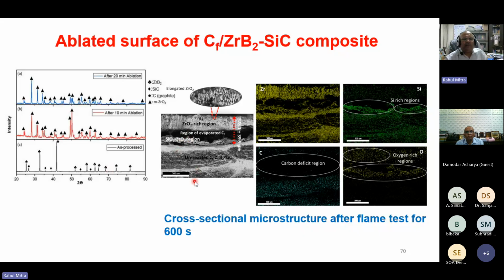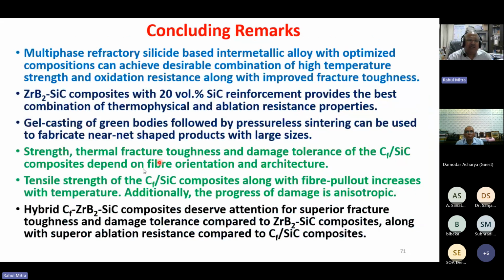So finally, I'd like to conclude by saying that we had initially looked at multi-phase refractory silicide-based intermetallic alloys, and it is possible to achieve a desirable combination of high temperature strength and oxidation resistance with improved fracture toughness by alloying. And 20 volume% SiC is optimum for ZrB2-SiC composites to get the best combination of thermophysical and ablation property, but fracture tolerance is not good.